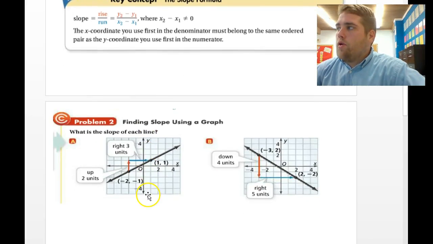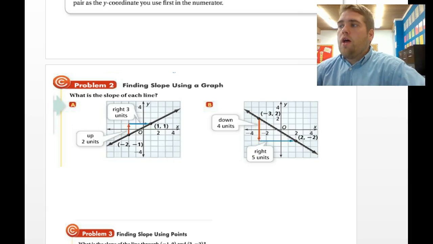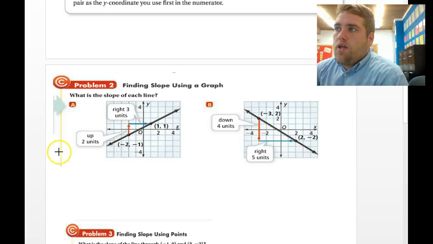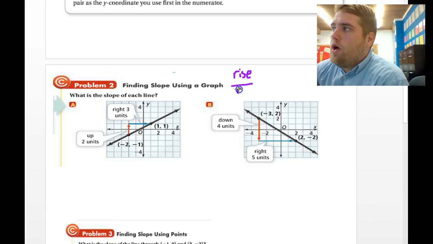Let's jump right into slope. If you remember from previous years, once again, slope is rise over run.